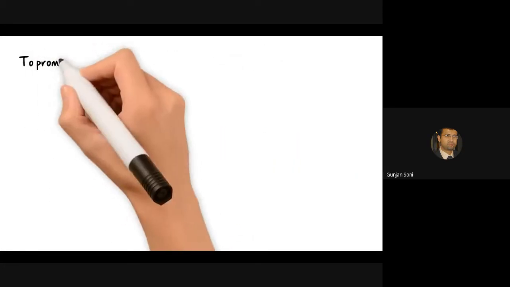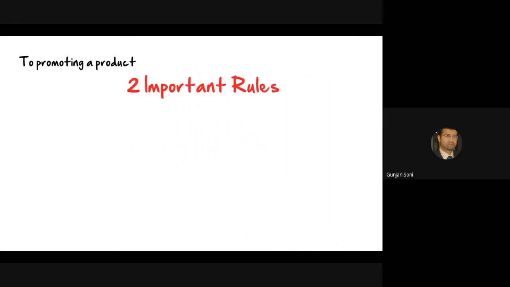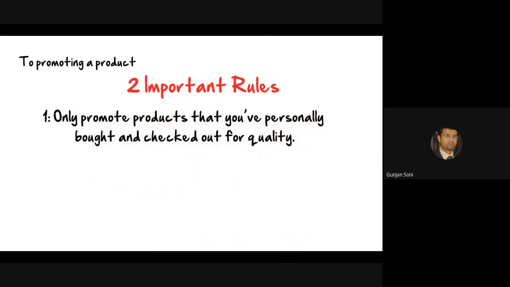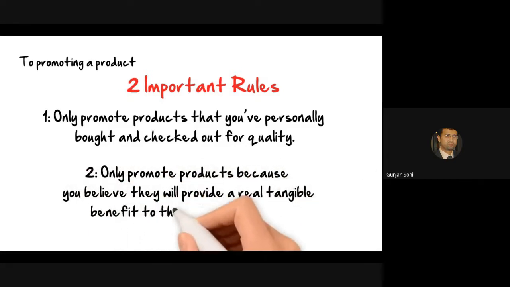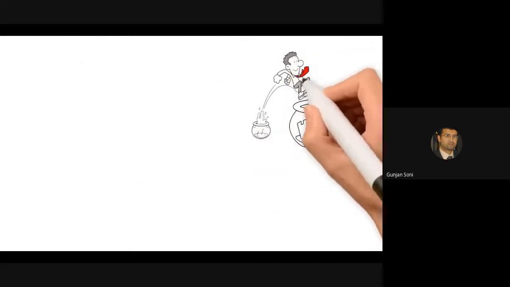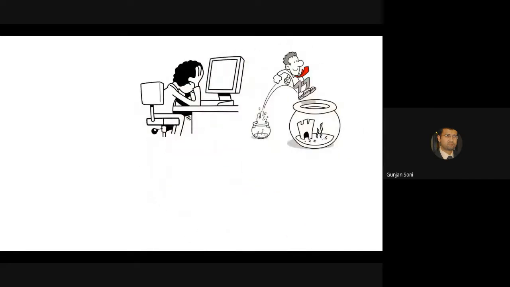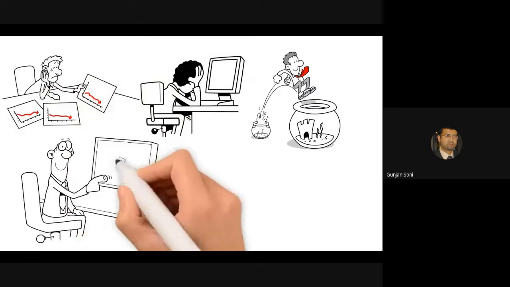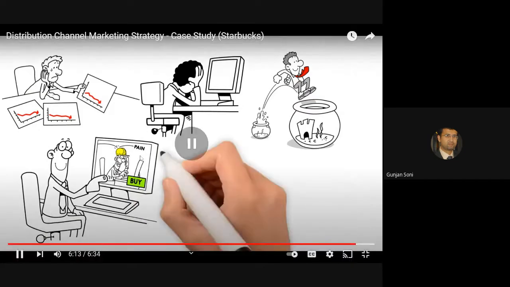When it comes to promoting a product to your list as an affiliate, there's 2 important rules you need to keep in mind. 1. Only promote products that you've personally bought and checked out for quality. 2. Only promote products because you believe they will provide a real tangible benefit to the people on your list. Not for money, but because you know it will help them achieve their ultimate goal. Failure to follow these rules will result in the loss of goodwill and could even destroy it completely. Finally, I included a photo within the email to provide proof that I personally used the product. This went a long way in readers' minds to solidify the product's value.